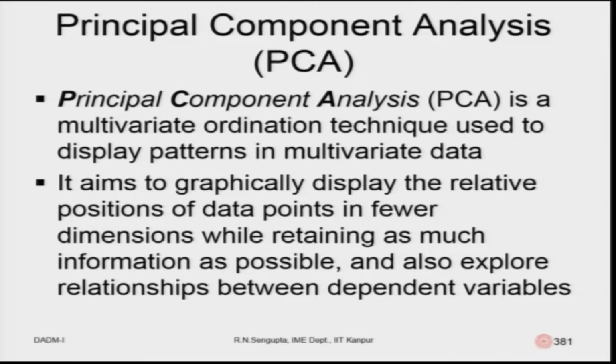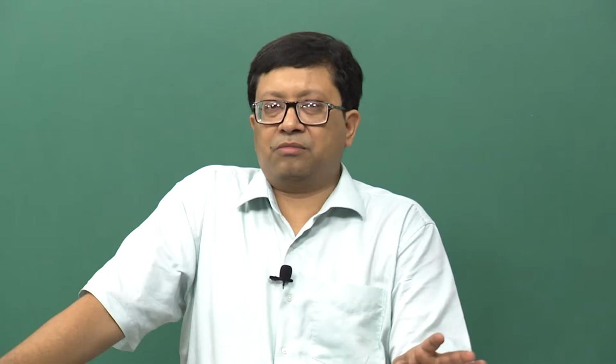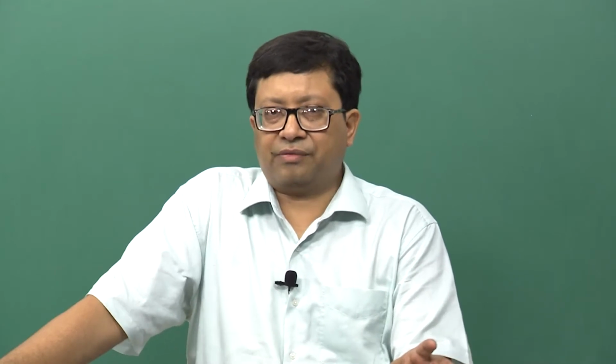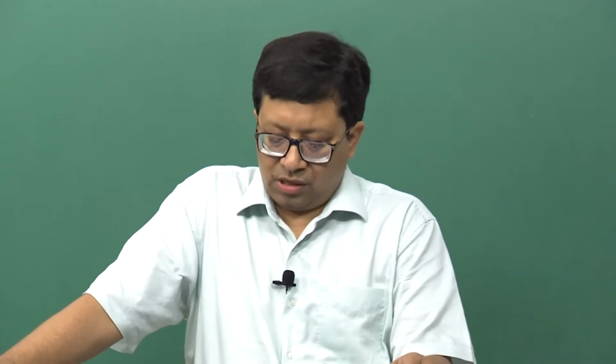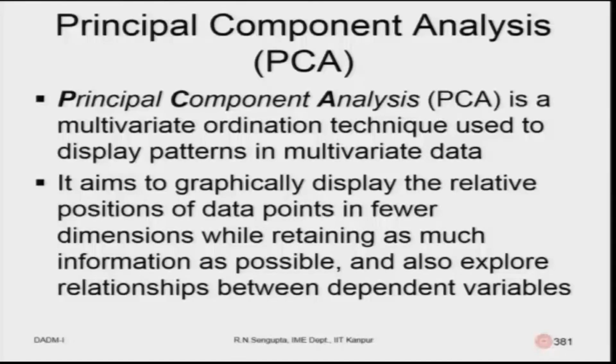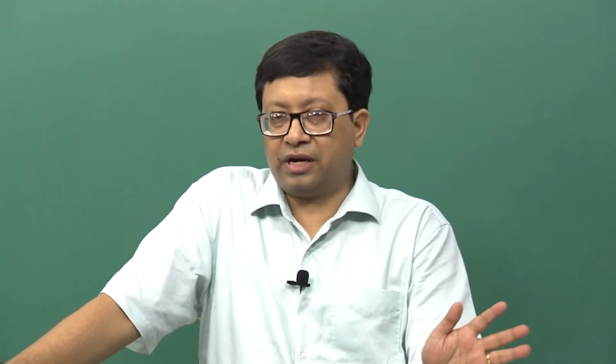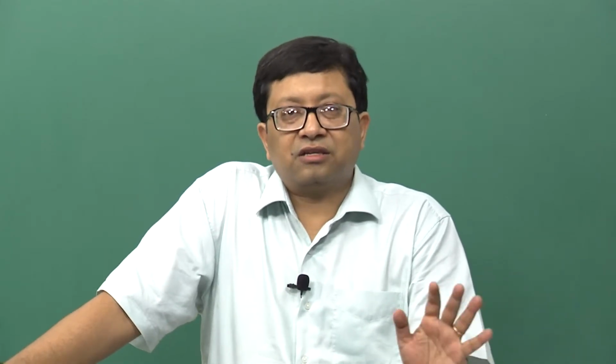So, I will draw a small graph, or I have a small graph which will give a better picture of this principal component analysis, which is PCA. It basically aims to graphically display the relative positions of data points in fewer dimensions. That means, lowering the number of variables such that we can have the maximum amount of information, in fewer dimensions, while retaining as much information as possible, and also to explore the relationship between the dependent variables and whether the dependent variables can be placed in such a way that they are independent of each other.